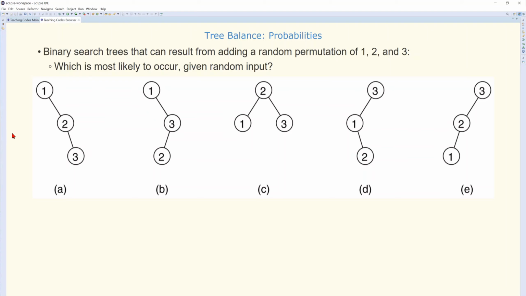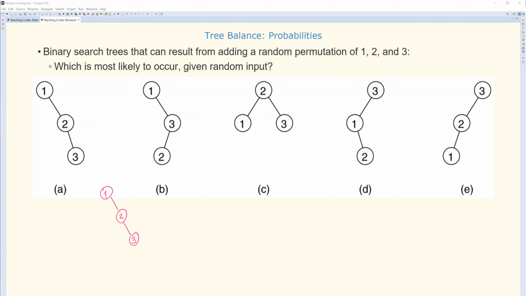Now, let's look at the first one, part A. How would this tree be formed? I can conclude that the input was in the order 1 first. So initially, it was a completely empty tree. So when it was completely empty and input 1 arrived, it would be placed. When 2 comes, 2 has to go to the right of this because 2 is larger than 1. And when 3 comes, that will have to go to the right of 2. So that's what we have in part A.